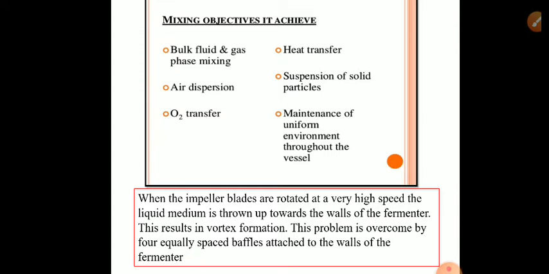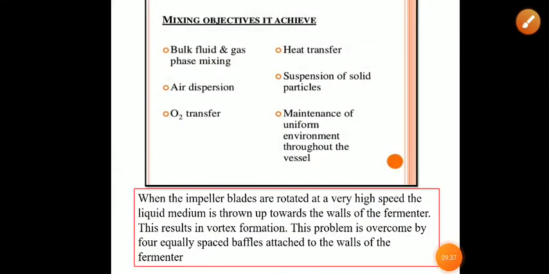So what is the role of an agitator? Bulk fluid and gas mixing, air dispersion, oxygen transfer and mixing, even heat transfer, suspension of solid particles, maintenance of uniform environment throughout the vessel.